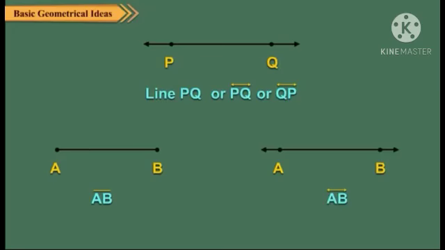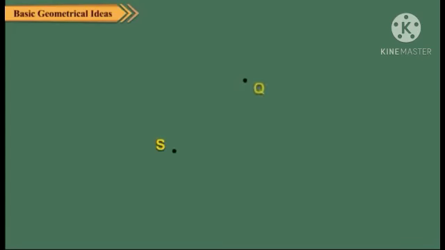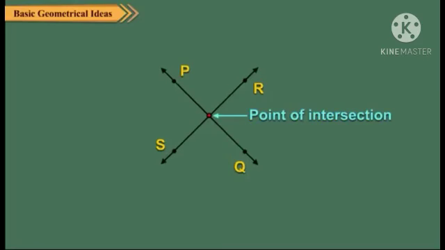If two lines have a common point, then they are called intersecting lines. This common point where the lines meet is called their point of intersection. In the figure here, PQ and RS meet at X. So, X is the point of intersection of PQ and RS.